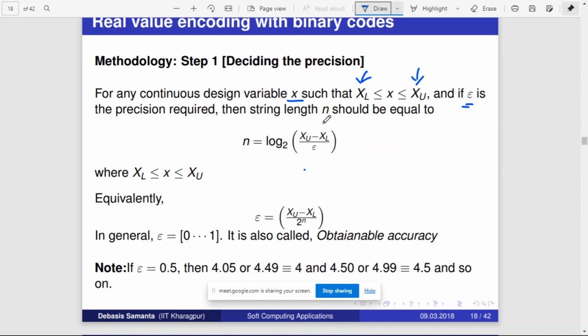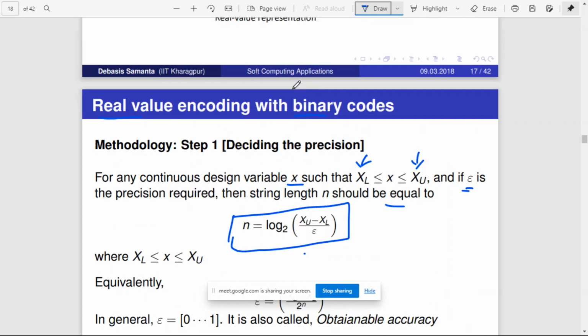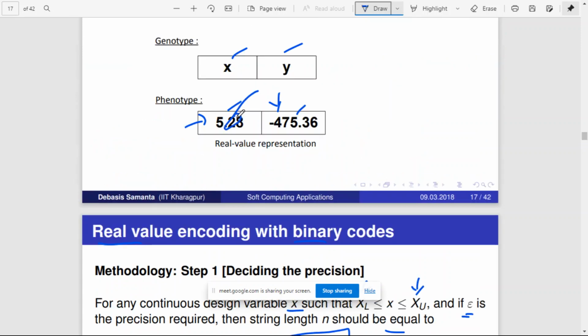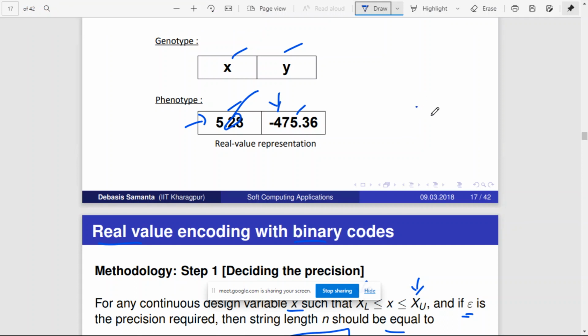Then the string length n should be equal to this. So here what we are discussing is how to represent a real value in binary code. Say for example, you are given a real value, but we want to represent the real value in binary code. Say this real value, for example, 5.28 is there. If you want to represent it in a binary code format, then how to do that?